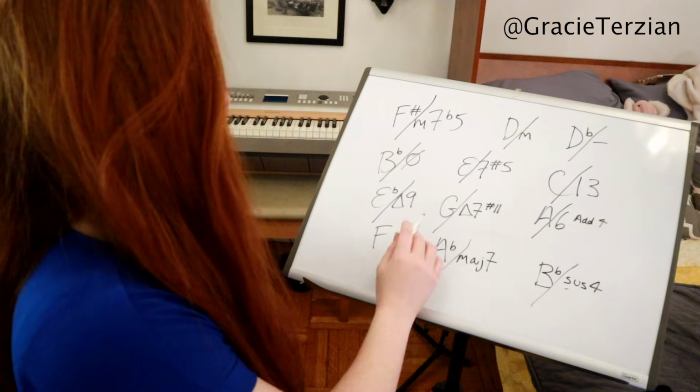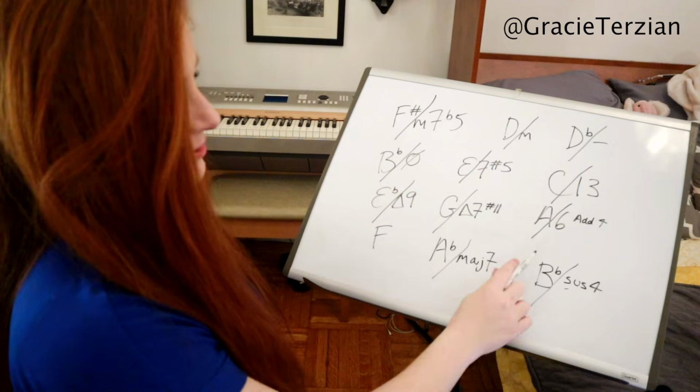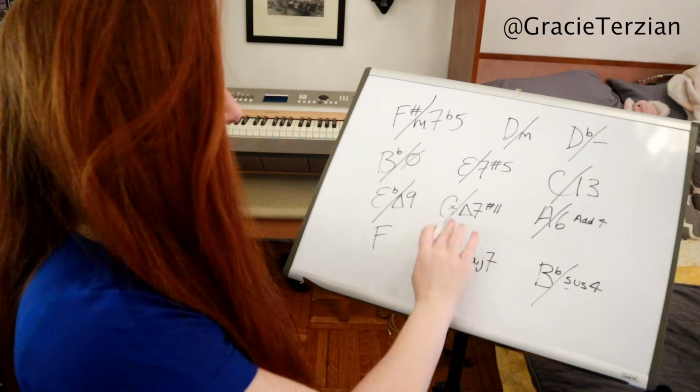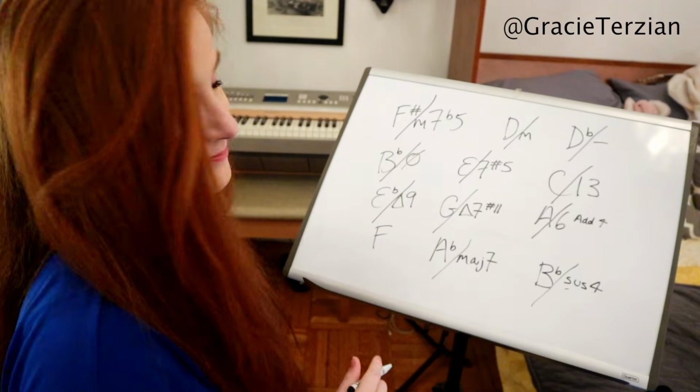So as you can see, you just look for the first note, and if there's a little sharp or flat right next to it, that's the root note. And then everything else, even if there's a sharp or a flat later on, is part of the chord quality.